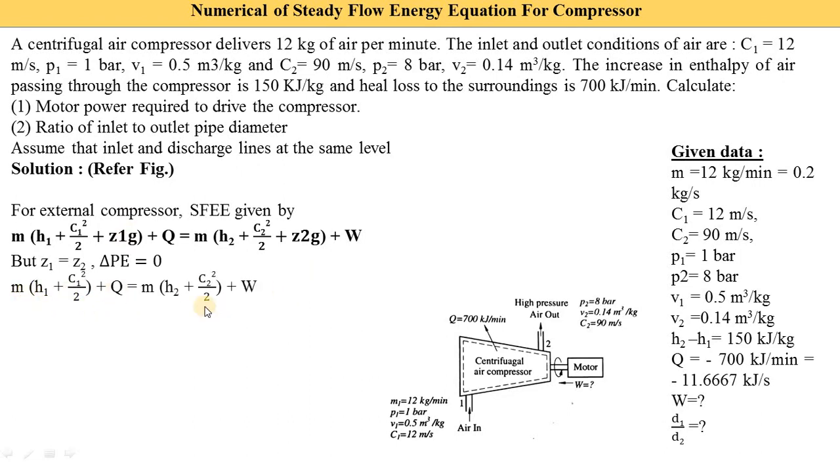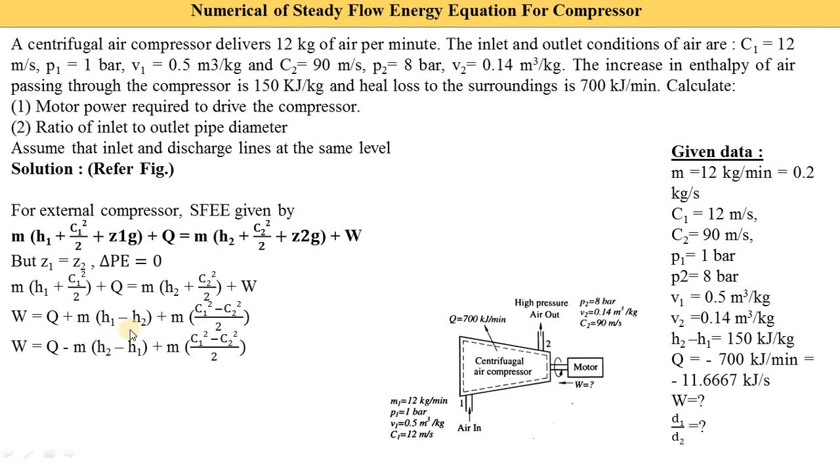So the equation is this, that is m times bracket h1 plus c1 square by 2, z1g is 0 so we do not write it in the equation, plus q is equal to m times another bracket h2 plus c2 square by 2, this value is 0 so we are not writing it here, plus work done. Now we convert this equation in the form of W, because we need to find out the work done, or you can directly put the values and find out the work done, it is also a correct way. Now we put the various values in this equation.